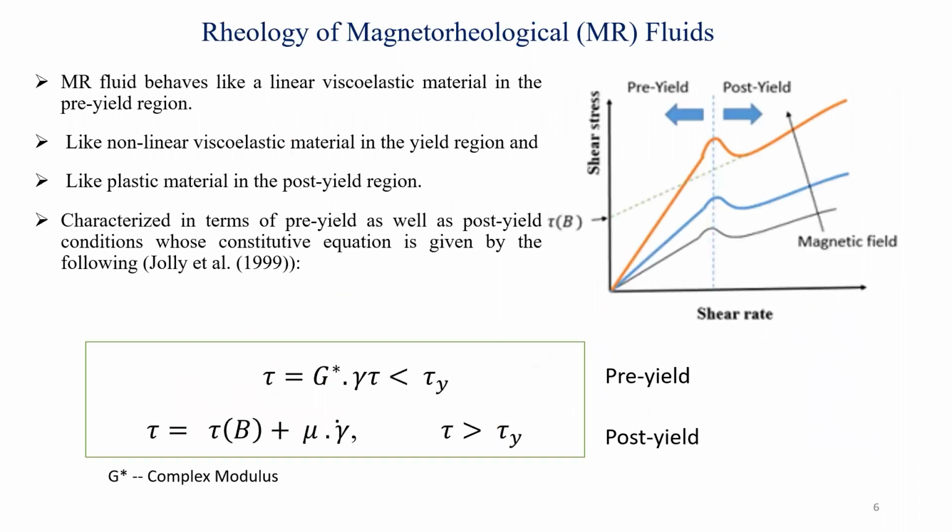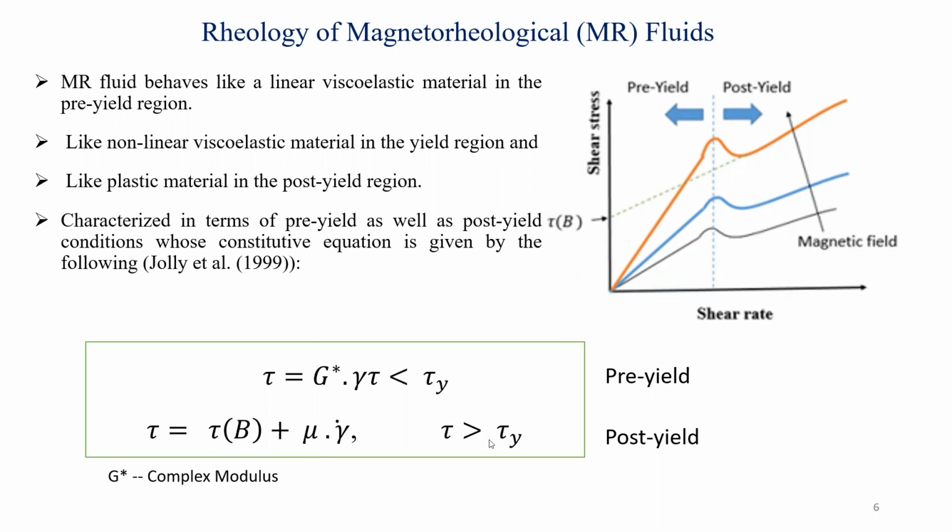As I explained earlier, the magnetorheological fluid behaves like a viscoelastic material with non-linear behavior, and it is a non-Newtonian fluid. As shown in this figure, we have tau y, the yield stress that is required to cause flow. Below the yield stress, the relation is tau equals the complex modulus times the strain, that is less than the yield stress tau y. Above this, tau equals tau y plus mu times the shear strain rate, gamma dot.